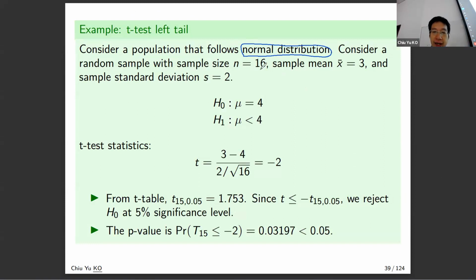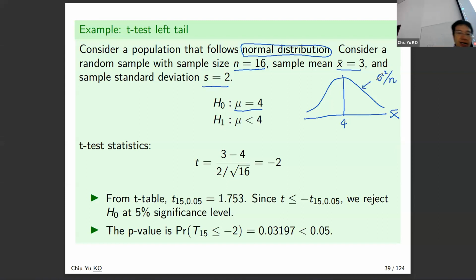So I have a sample of n = 16, x bar is 3, s is 2. Okay? It's always easy to think about the table first, the graph first. Under this, 4 is here, right? We know this is sigma squared over n, and this determines the shape of the bell, how big and how small.